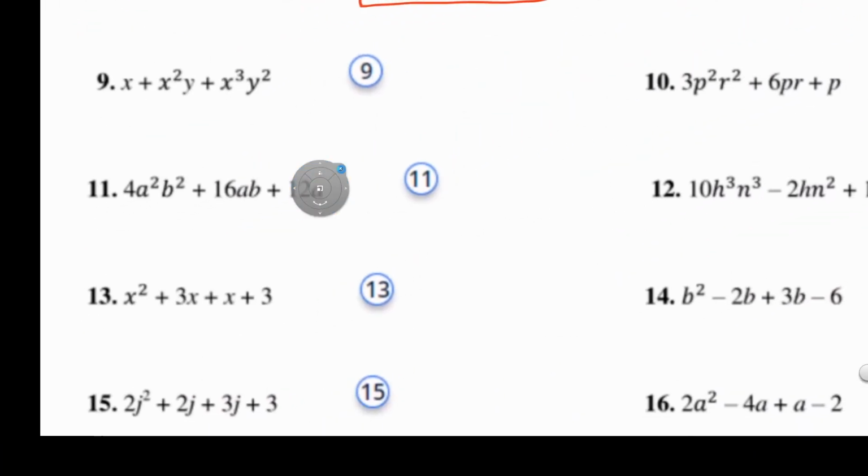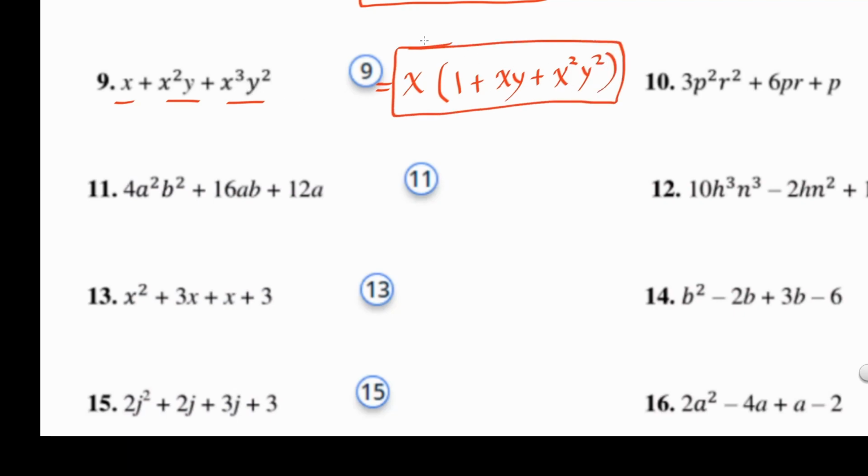Okay, now we got a trinomial. We got 3 terms here. Okay, but they all share x's, so I could only factor out x here. So x times 1 will get you x, plus now x times xy will get you x squared y. So that's been taken care of. x times what will get you x squared y squared, which is x cubed y squared, right? So that's it for number 9.